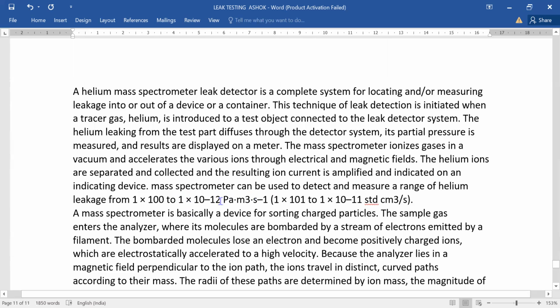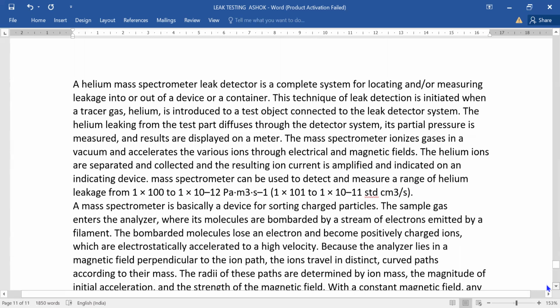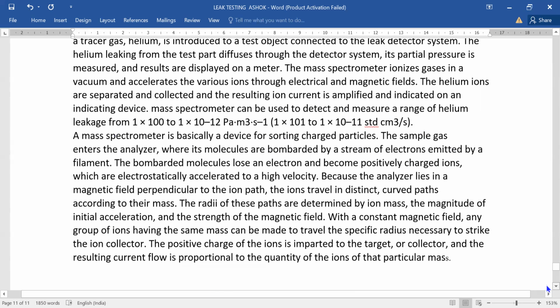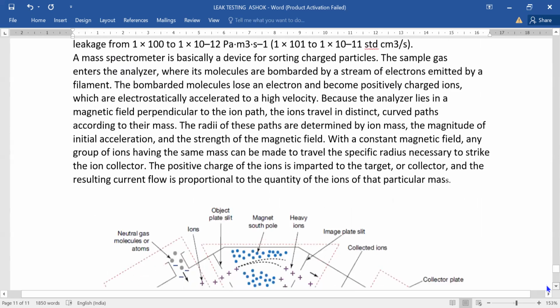So you get 1 into 10 to the power minus 12 Pascal meter cube per second, or 1 into 10 to the power minus 11 standard cm cube per second. So the helium mass spectrometer is a very good device. It means it can detect a much smaller hole, much smaller leak. That's all.